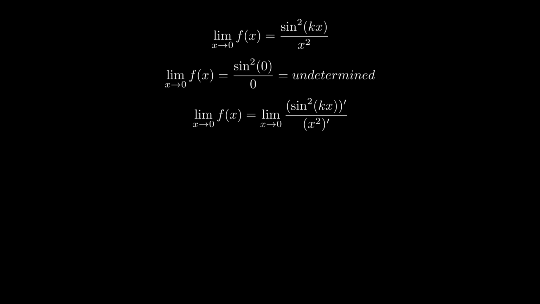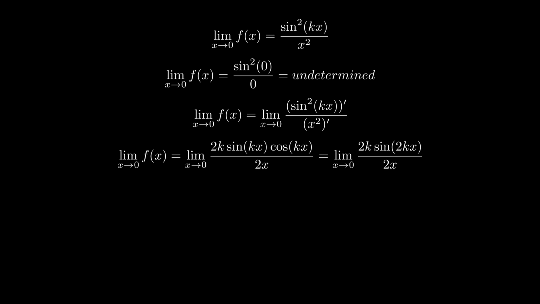There are a few different ways of doing this, but I like the method of L'Hopital's rule, where we take the derivative of the numerator and the derivative of the denominator, and we try once again to apply the limit. So if we do that in this case, we end up with the limit as x goes to 0 of the derivative of sine squared kx all over the derivative of x squared. You need to use the chain rule to solve the derivative of sine squared kx, and you'll come out with 2k sine kx times cosine kx all over 2x. Simplifying this a little bit, we've got k times the sine of 2kx all over 2x.